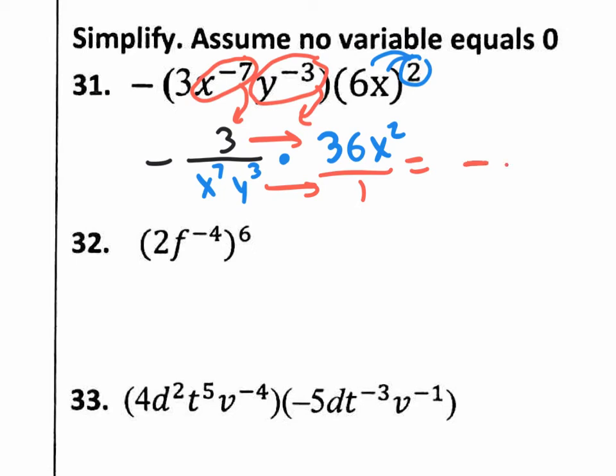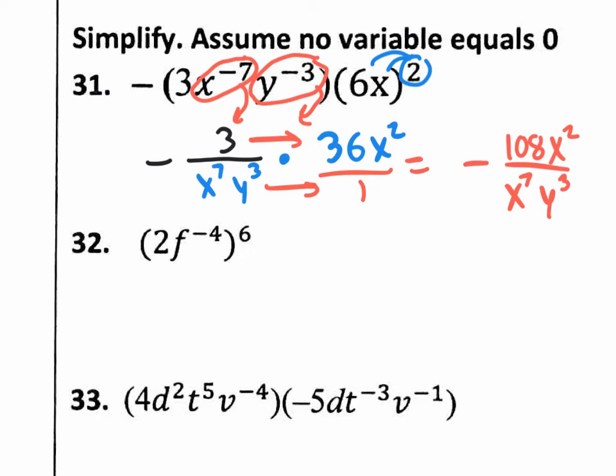And not only that, a negative fraction times a positive fraction is going to be a negative. So we're going to have a negative fraction. Up on top we have 108. We also have the x squared up on top. So let's put the x squared up there. Then we also have on the bottom the x to the 7th y to the 3rd times 1. It's still x to the 7th y to the 3rd.